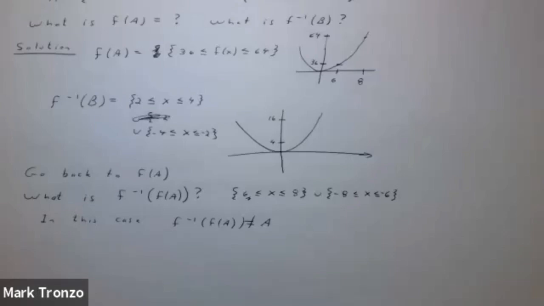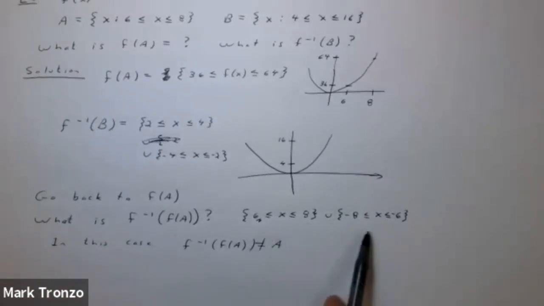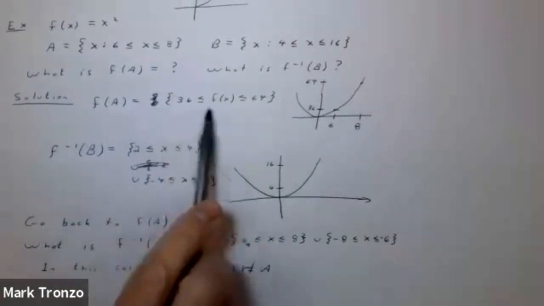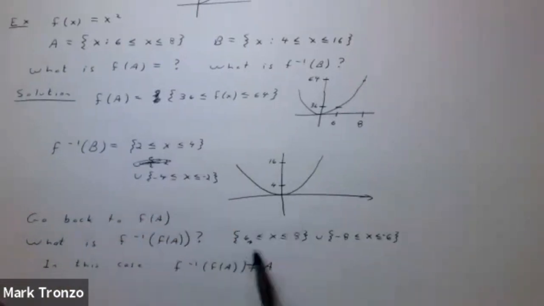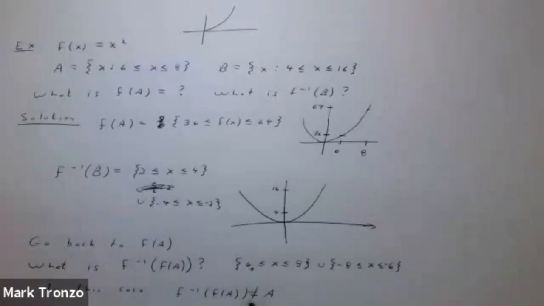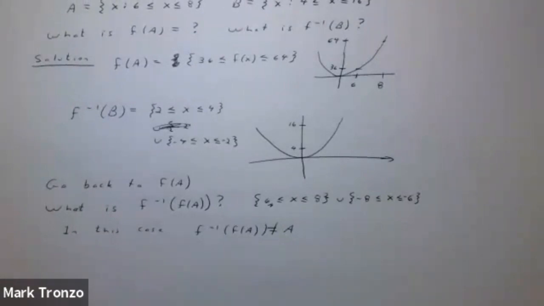Usually you would expect, because it's interesting, if we would have started with this as our original A, then when we did this, we would have gotten back to there, because this still would have been our output. So then this would have been equal. But in this case, since this was our A up here, when we did the inverse image, we didn't get A back. We got something bigger. Kind of interesting.